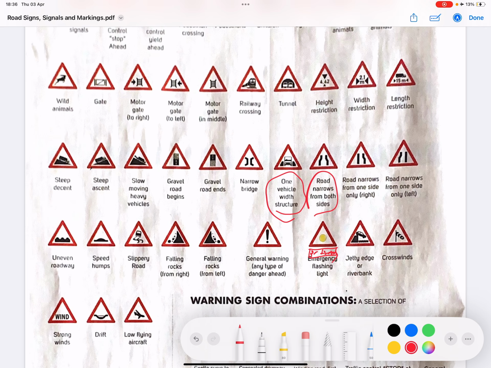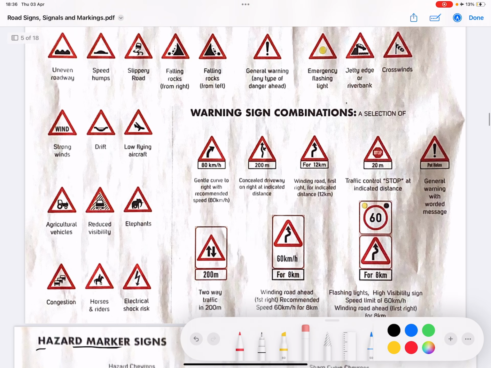Potholes. Okay? Be aware there are potholes. So this one is just emergency flashing. Or if there's an accident, they put this sign also. All right, and then there is the combination. There you come to the combination.